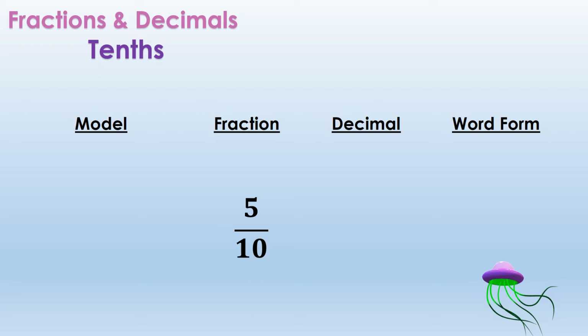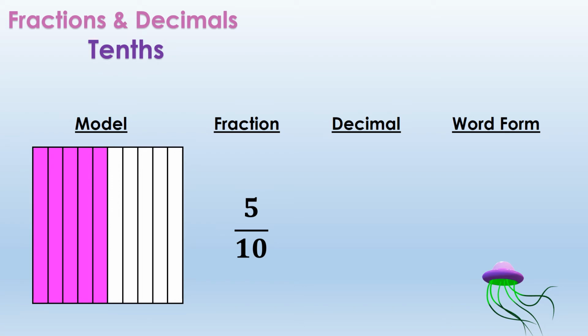Okay, so now we're going to go to the model. And I want you to think about how many pieces out of 10 are going to be shaded in. Okay, I want you to tell me your answer on the count of 3. 1, 2, 3. If you guessed 5 pieces were going to be shaded out of a total of 10, you are correct. The reason why is because my numerator is 5 and my denominator is 10.